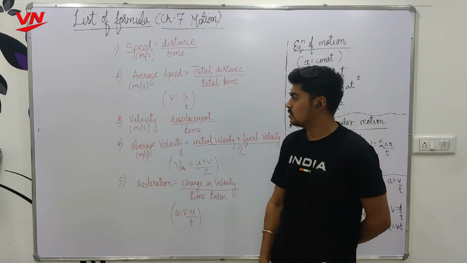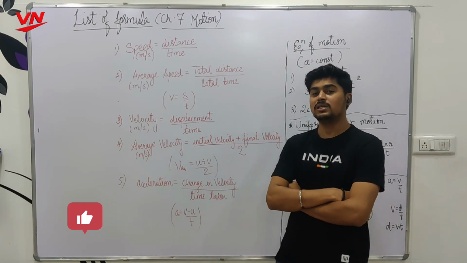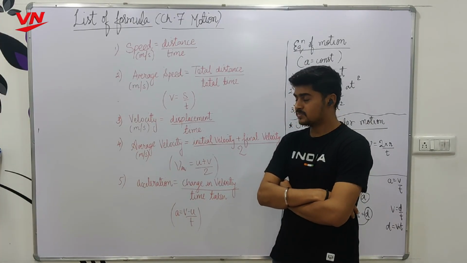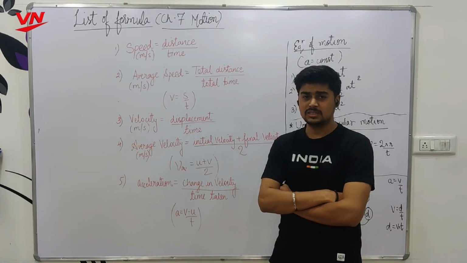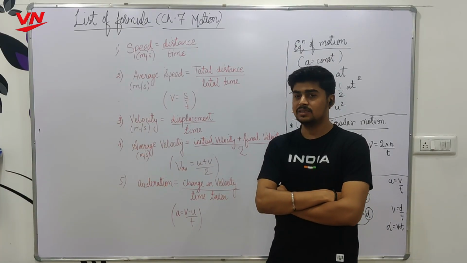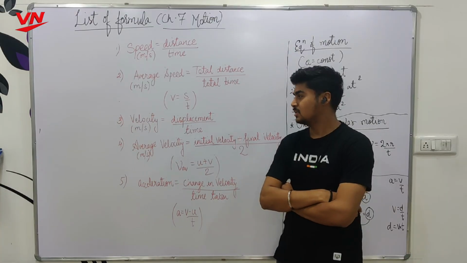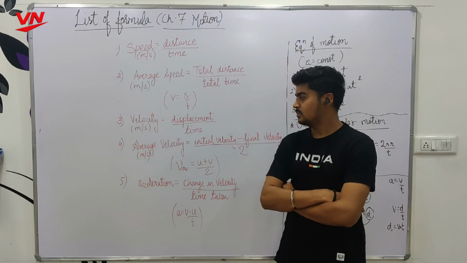Similarly, a third formula is of velocity, which is nothing but displacement upon time. Here we will talk about the shortest distance between initial and final points, that is displacement, and the time taken to complete that particular journey. The SI unit is also meter per second.